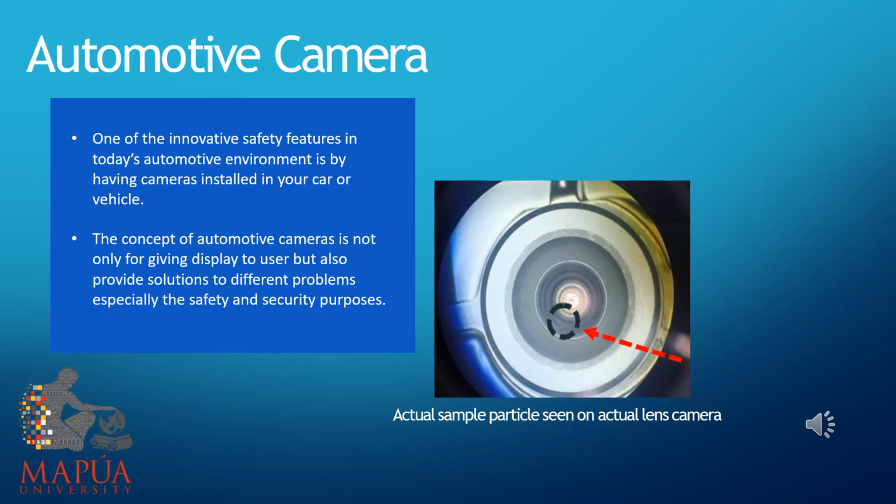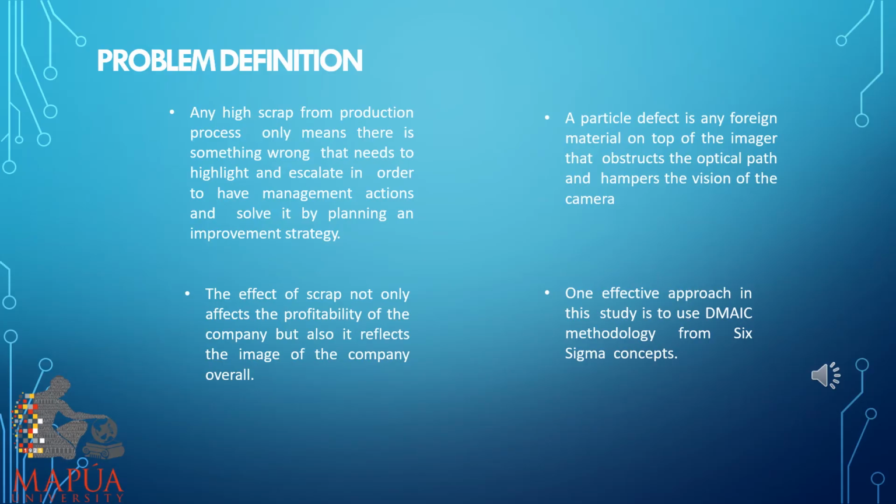On this picture, I'm pointing out an actual sample particle seen on an actual camera lens. Later on, we will identify what problems were encountered. On this slide, we have four problem identifications. First, any high scrap rate from the production process means there is something wrong that needs to be highlighted and escalated in order to have management actions and solve it by planning an improvement strategy.